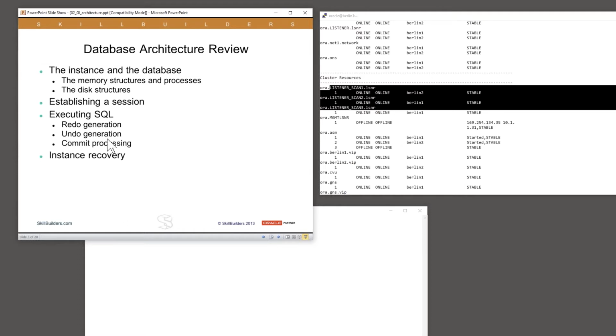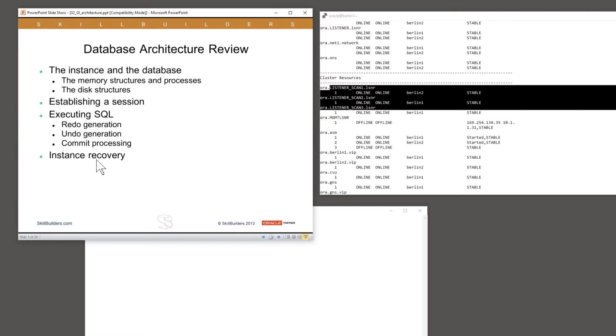Redo, undo, commit processing. There are some changes there. Specifically, each database instance will have its own thread of redo. Each database instance will have its own undo tablespace. Commit processing in concept doesn't change, but because you have degrees of parallelism, extra parallelism between instances, the instances must be communicating so that we know when a transaction is committed in one instance and is then going to be visible in the other. And lastly, we must understand instance recovery.